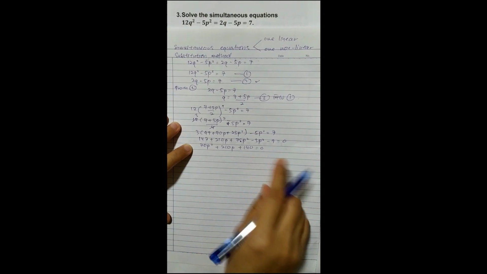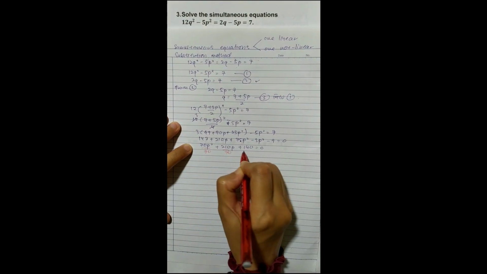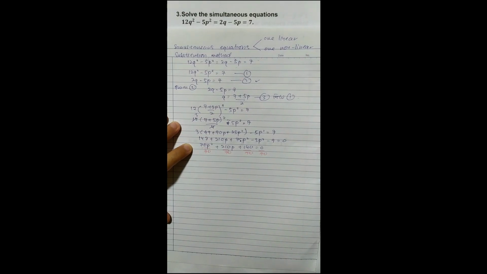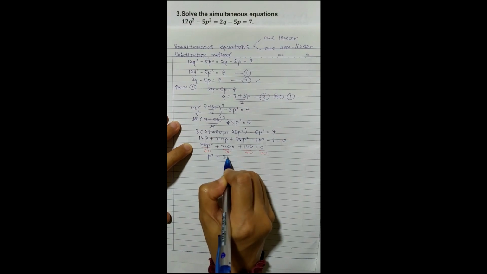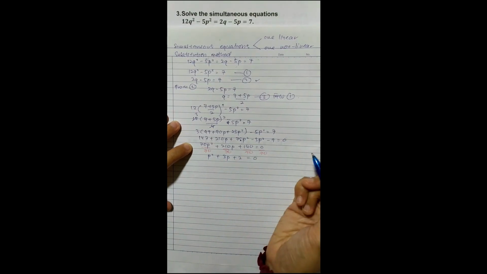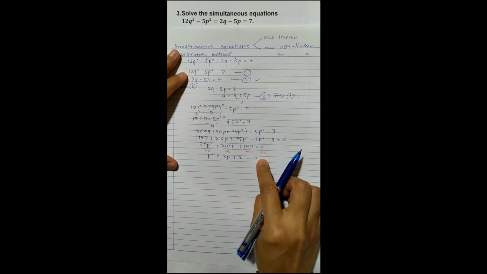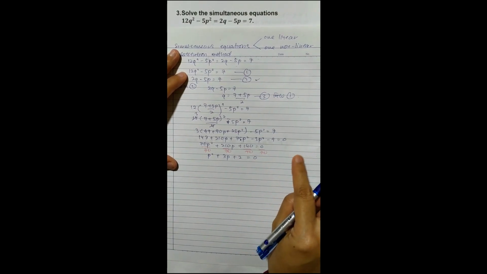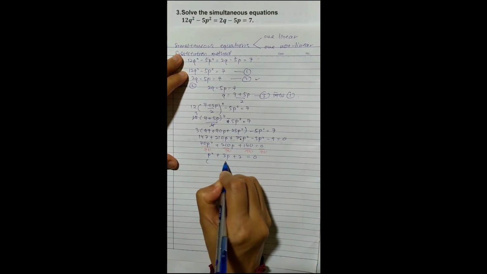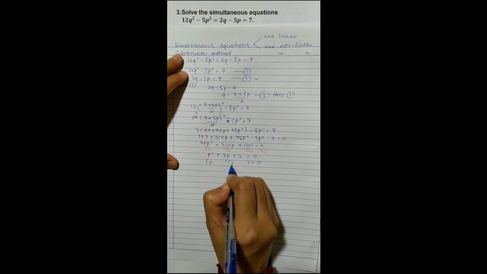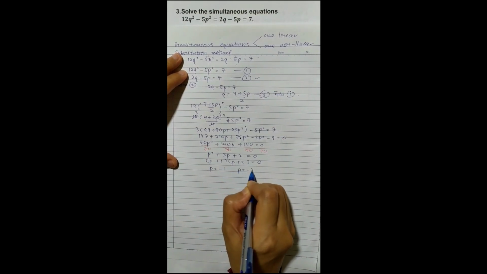Apparently you can simplify this by dividing all by 70. So here we have p squared plus 3p plus 2 equals 0. This is a quadratic equation. To solve a quadratic equation, you can use factorization, completing the square or the formula. Apparently this one can be factorized, so I factorize: (p plus 2)(p plus 1). So p equals negative 1, p equals negative 2.